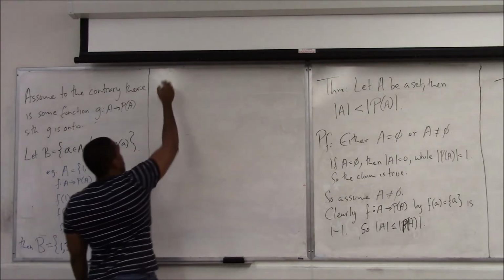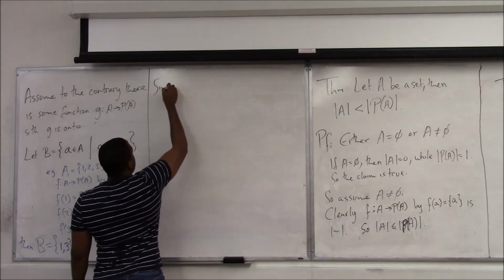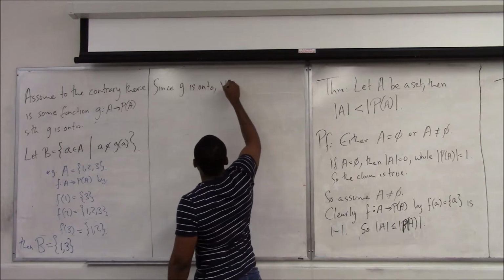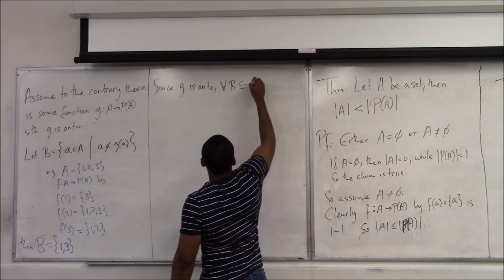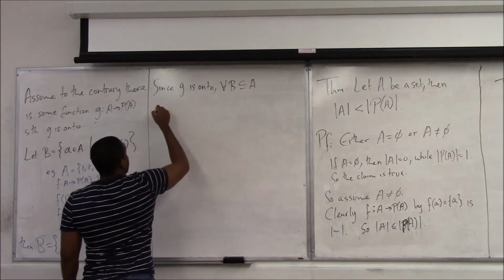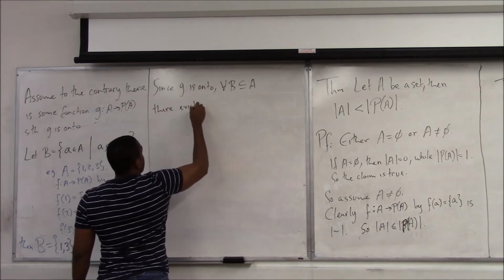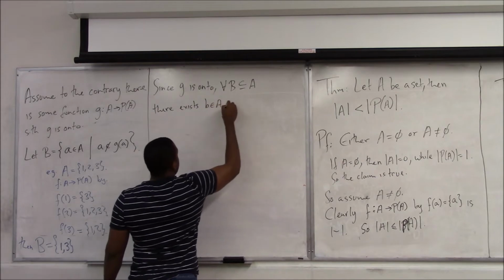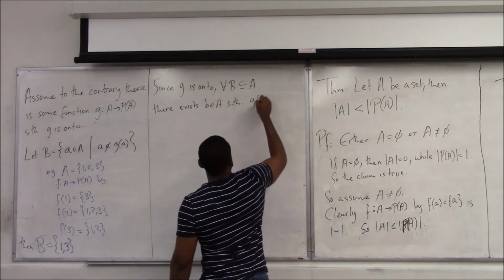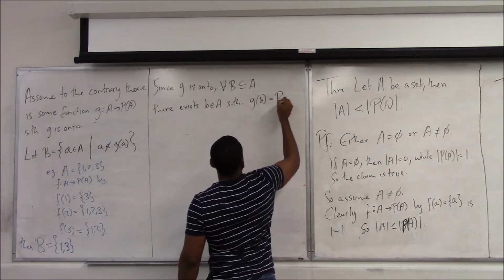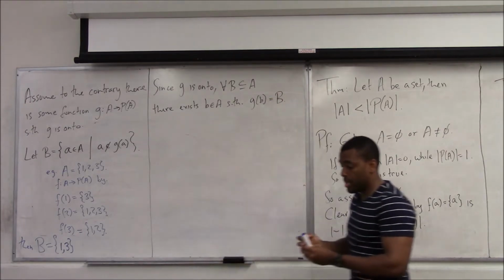So here's what we're going to do. Since g is onto, for all B a subset of A, there exists some b in A such that g of b equals B. That's what onto means. I'm just applying the definition of onto.